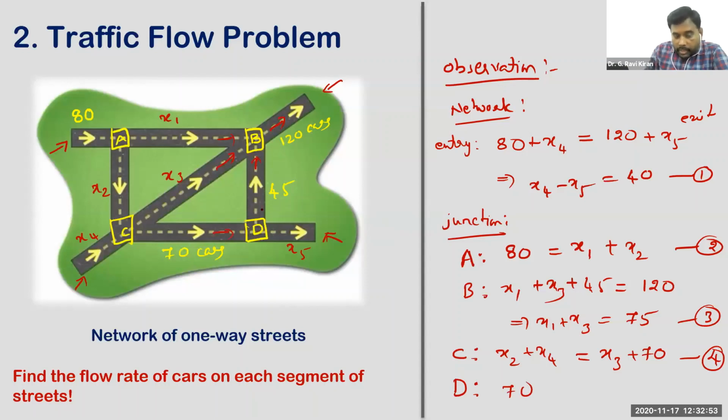Now see from D, the amount of vehicles exiting is equal to 45 plus this x5 also. So this is equal to 45 plus x4, right? See, you got all the required equations.